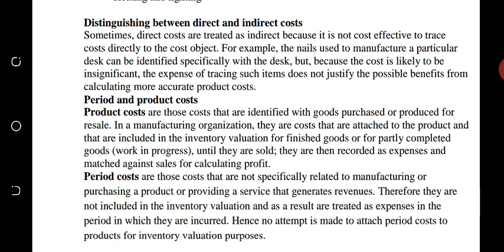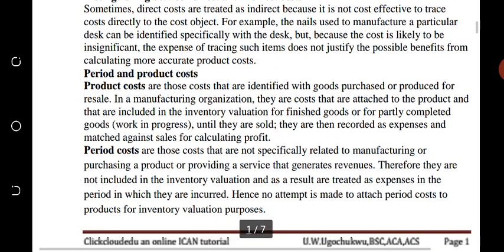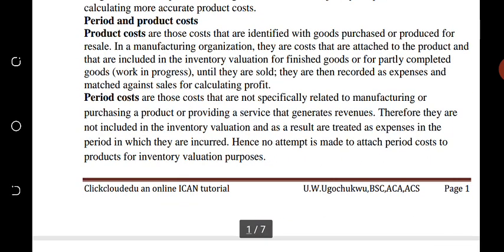While manufacturing overhead, which are indirect, these costs are not used in valuing our closing inventory. So such costs must be treated as what? As a period cost. Then what is a period cost itself?